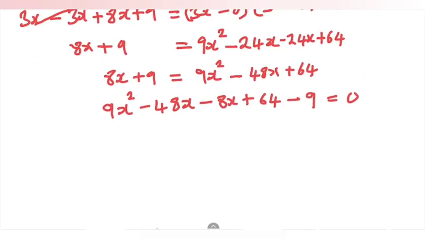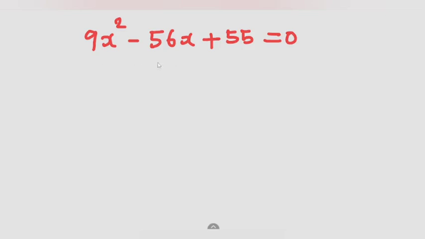So from here we are going to write 9x squared. So here you can see we have negative 48, negative 48 minus 8. So meaning that you are just adding these two. You get negative 56x. Okay, then plus 64 minus 9, you get 55. So here you get a 55, which is equal to 0. So this is what you are going to have here.